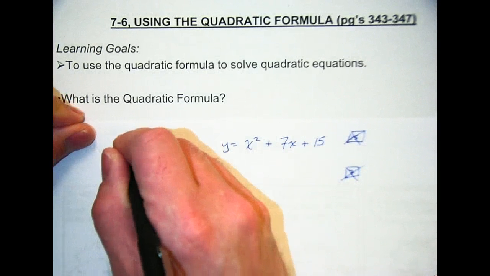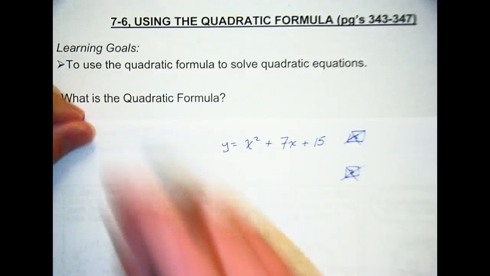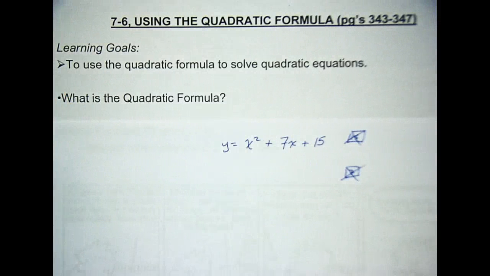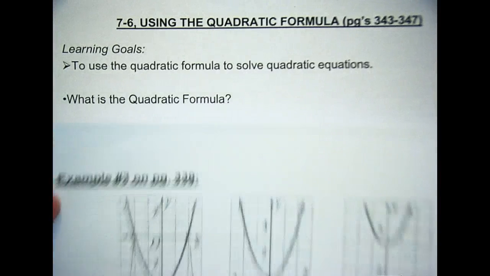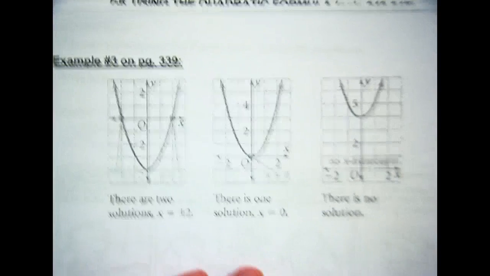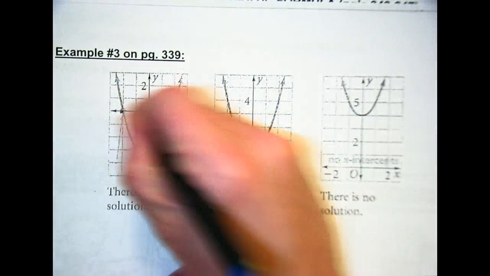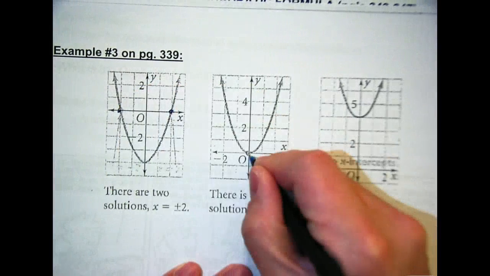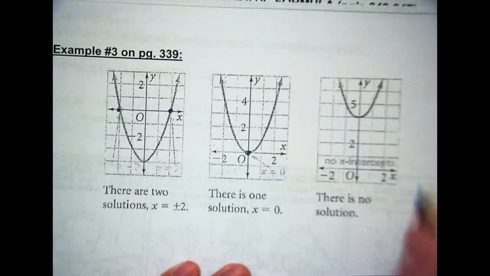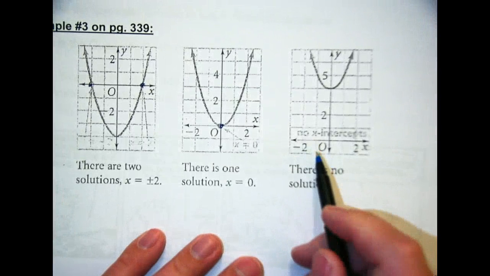Okay, so if we say y equals x squared plus 7x plus 15, we know that we're trying to find our x-intercepts. Okay, we're trying to find those places where our graph crosses the x-axis. So if we're taking a look at this, the goal is to figure out this point and this point, or this point, or, well, notice there's no x-intercept here.